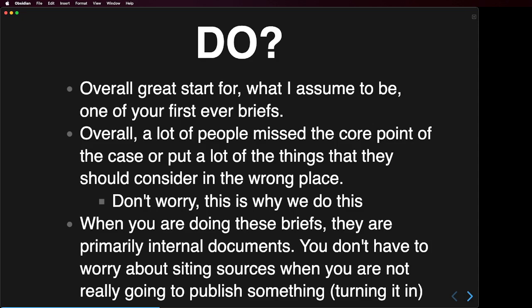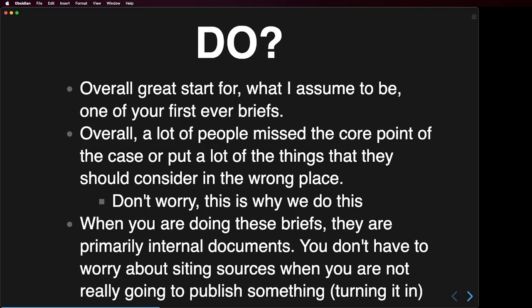When you are doing these briefs, they're primarily internal documents, and a lot of people put tons and tons of citations in there. You really don't need those. While I definitely tell you, don't plagiarize and things like that, this is the exception to that rule, because what you're going to end up doing with these briefs is relying on them for yourself.